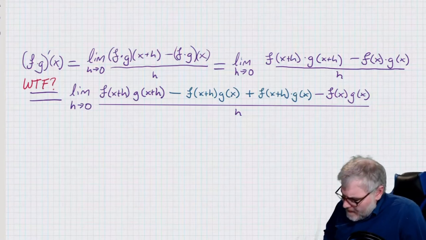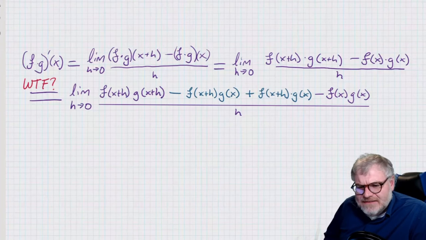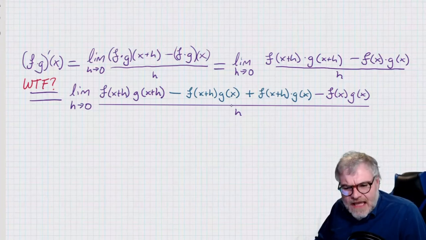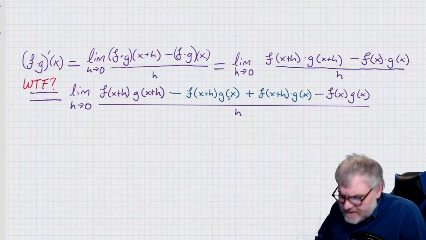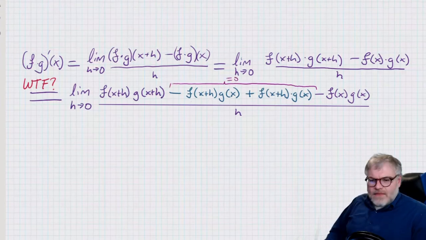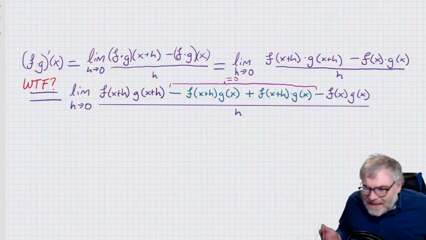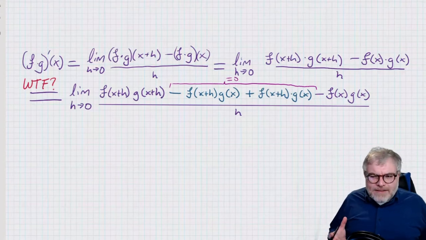Well, what did I just add to the top? Add these two things together that I just added. I just added zero. That whole term on the top equals zero. What? Why would I do that?